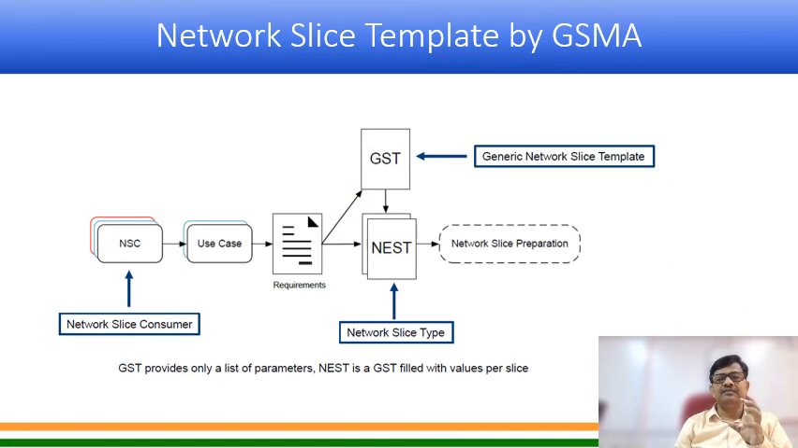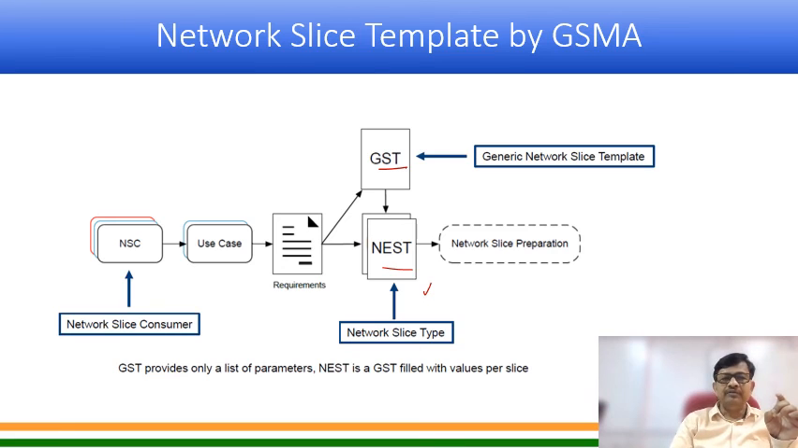So this is a standard diagram, or concept, which GSMA has given. Basically GST is the Generic Network Slice Template, and when you prepare, this is NEST, the Network Slice Type. How is this network slice prepared? GST provides only a list of parameters. And what is NEST? When you fill all those parameters of GST for a particular slice, it becomes NEST. It becomes a template which can be applied onto a particular slice.